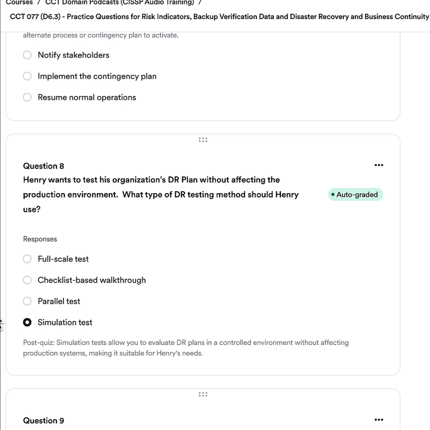It should be D, simulation test. This allows you to evaluate DR plans in a controlled environment without affecting your production systems, making it extremely suitable for what Henry wants to accomplish.